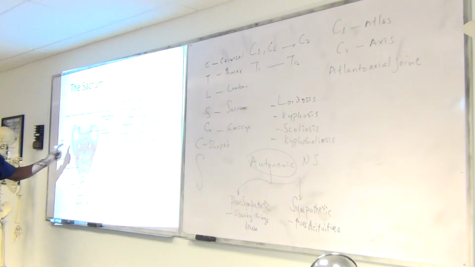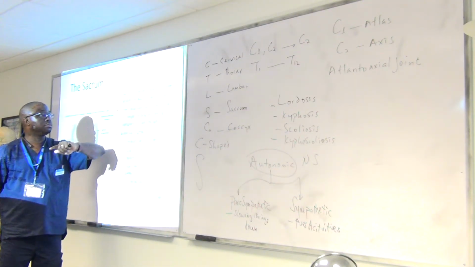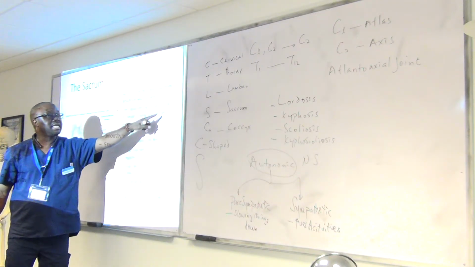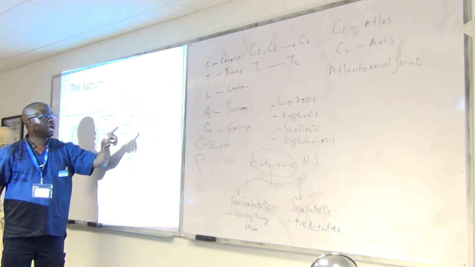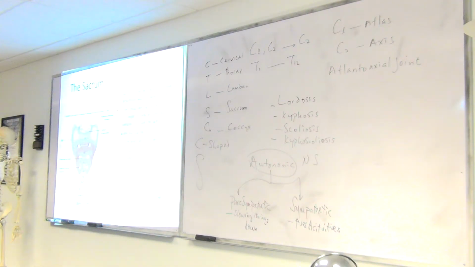All right. Initially, there are five separate sacral bones. But between around age 16 and 26, there is what? A complete fusion. They fuse together. Okay? All right? So it has the foramina, which allow for what? Exiting of nerves. All right?